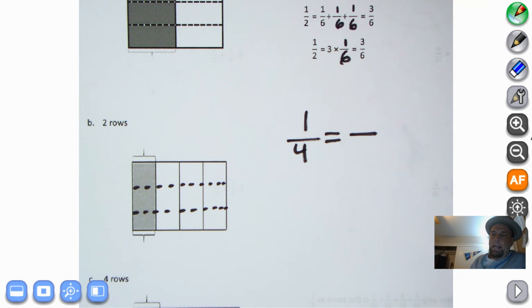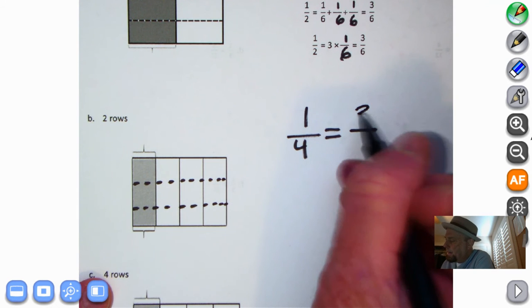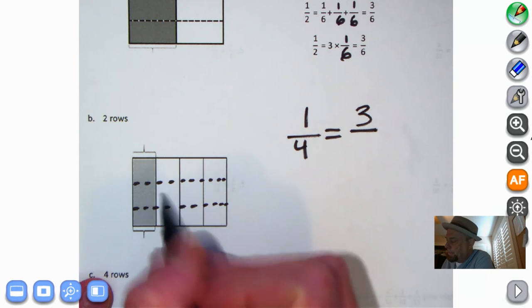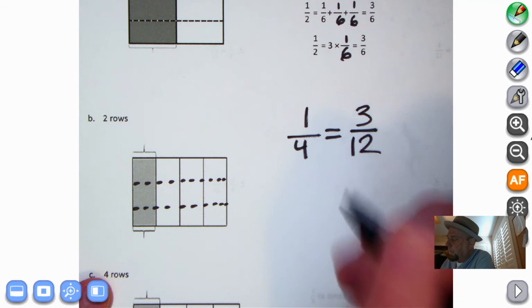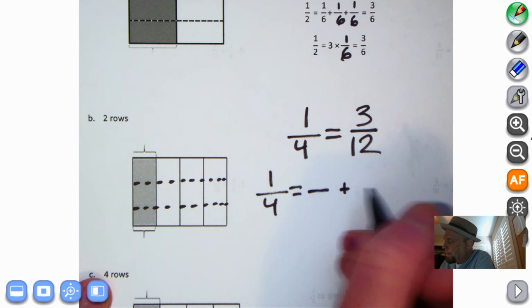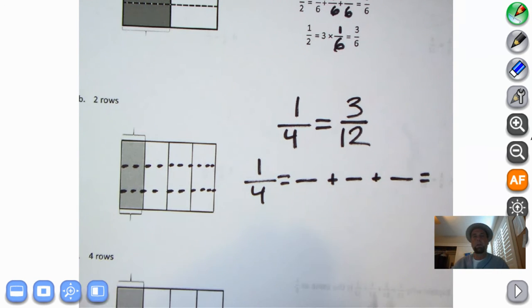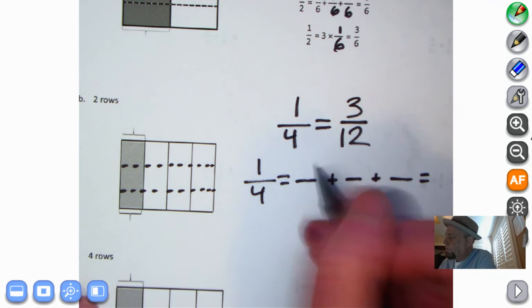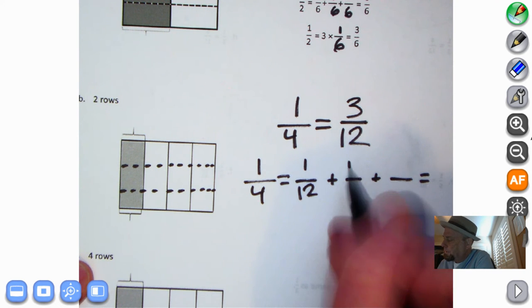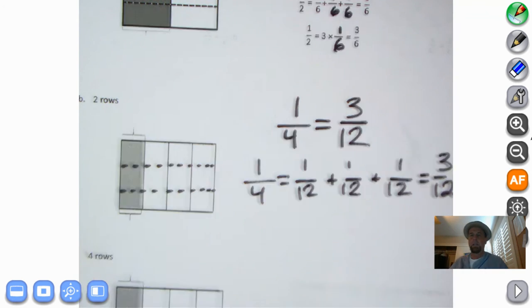And welcome back. So we have 1/4 equals what? Well, let's see how many are shaded now. 1, 2, 3. 3 out of 1, 2, 3, 4, 5, 6, 7, 8, 9, 10, 11, 12. So 3 twelfths. All right, let's prove that some more. We could say 1/4 equals. Okay, go ahead and figure that out after you get it all written down. Pause the recording. And welcome back. Of course, it equals 1/12 plus 1/12 plus 1/12 for a grand total of 3/12. And there you have it.